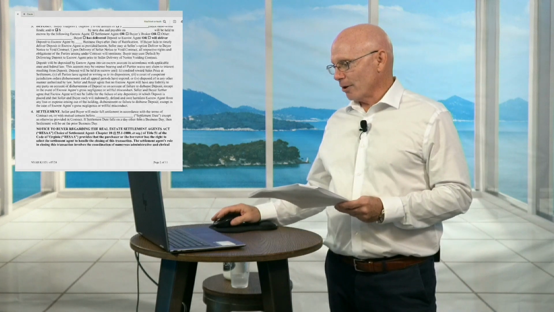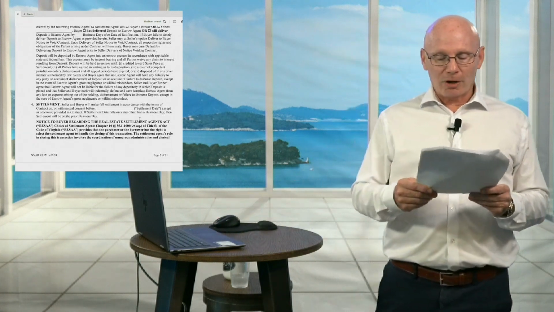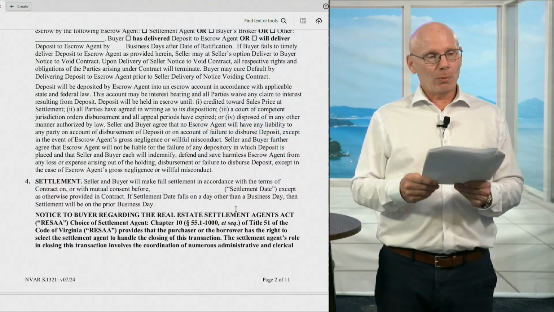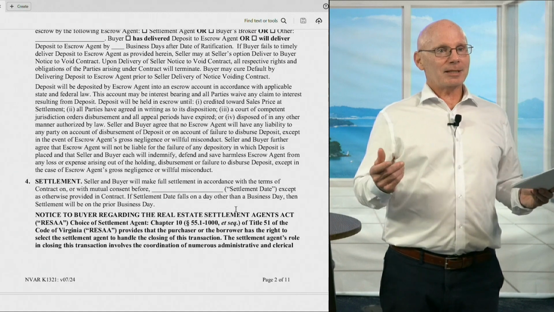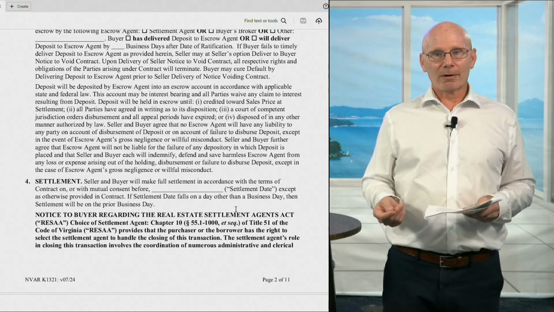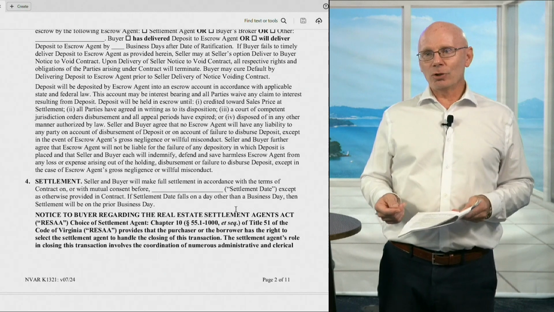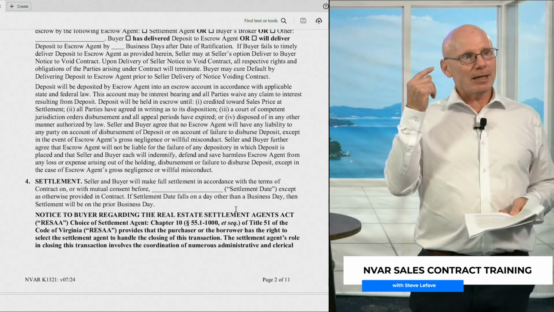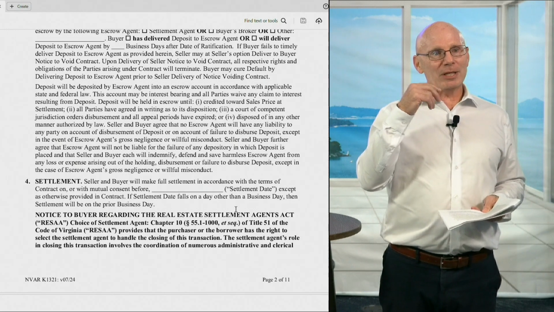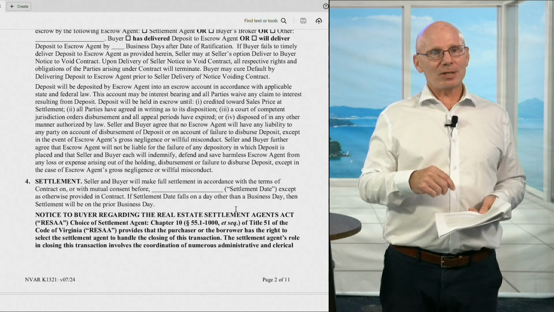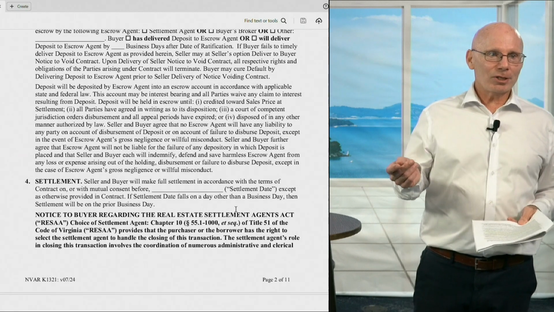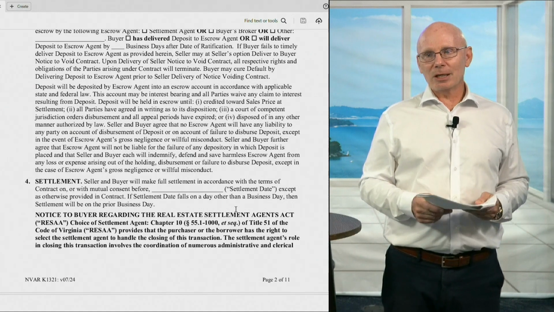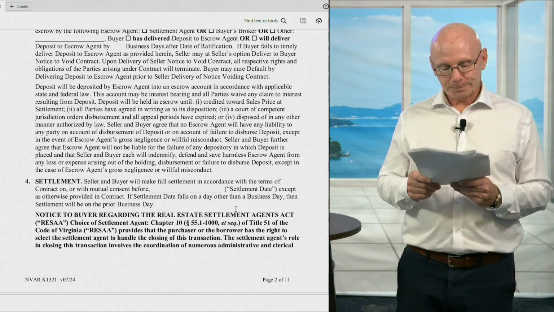So the buyer and seller will make full settlement in accordance with the terms of the contract on or with mutual consent before, and whatever that date would be. That's not TBD. You should put a date in there. Even if you're doing a short sale and you don't know, do a timeline in your brain. It's probably going to take 60 days to get through the short sale process at a minimum, then another 30 days to close. That's 90 days. It's always better to have a date in here than to leave it as TBD or blank. So make sure you fill that in.